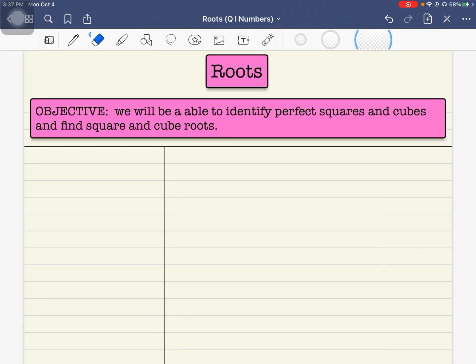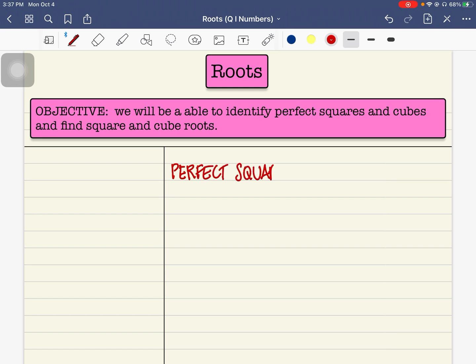Guys, so today we're going to talk about roots, and more specifically square roots. I think I'm going to do cube roots in another lesson. So let's talk about square roots. Before we talk about actual square roots, though, I want to talk about perfect square numbers, or what we call perfect squares, but they're actually numbers. If I can understand what these mean, then I can understand what a square root is.